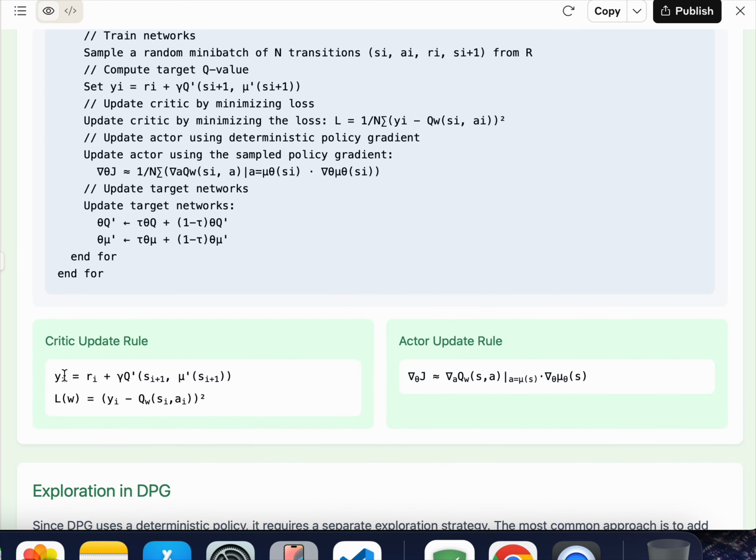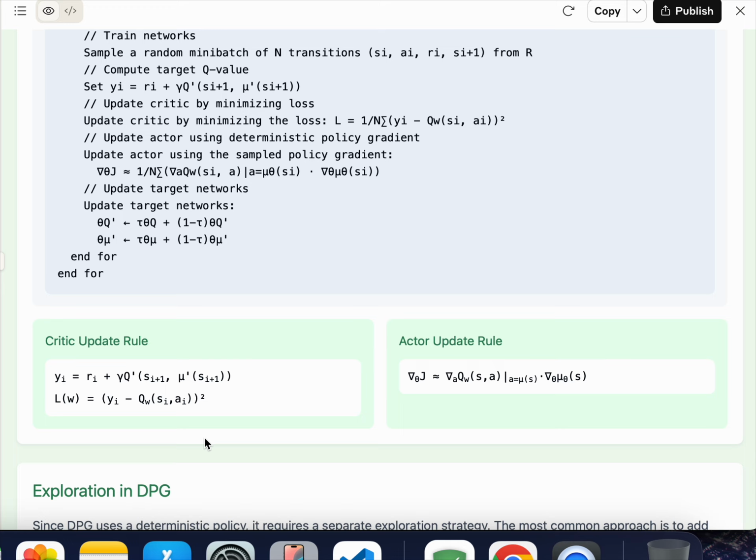And the updating part is here. How we update the critic. Now, for each transition in the batch, we calculate a target Q value. That's done by taking the reward plus the discounted value of the next state using the target networks. Then we compute the loss for the critic, which is just the squared error between this target and the Q value predicted by the critic network. The goal here is to make the critic better at predicting how good a given action is.